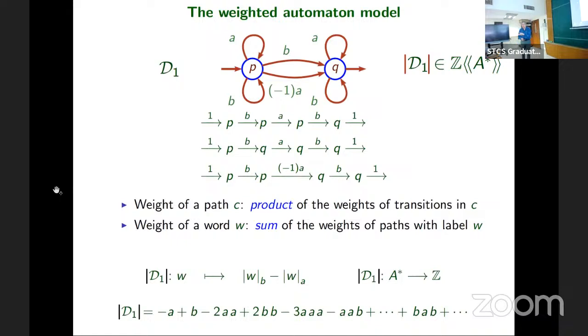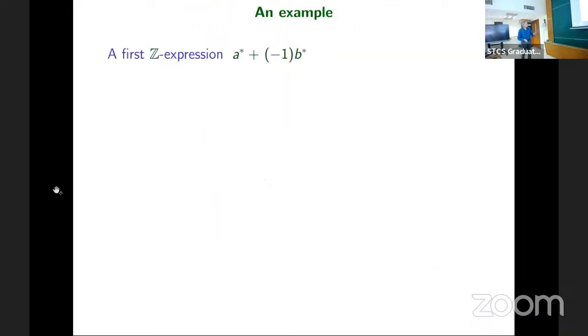When you are in N, of course, it doesn't change. But when you are in Z, and if you are in a field, the first motivation for weighted automata was not to associate weights to words, which is now the most interesting thing, but to define more powerful machines. But this direction of research didn't prove to be very fruitful.